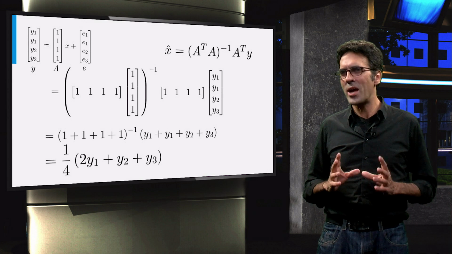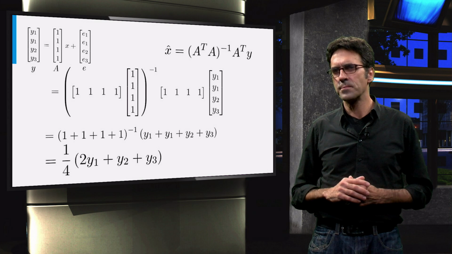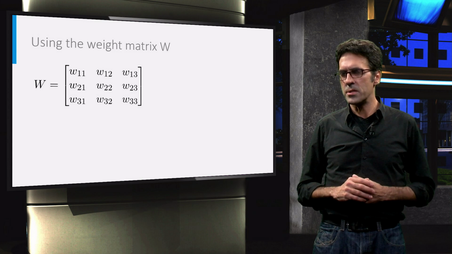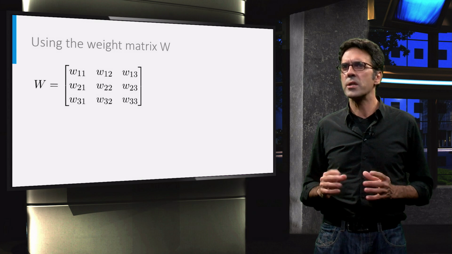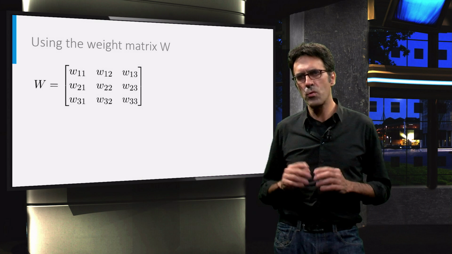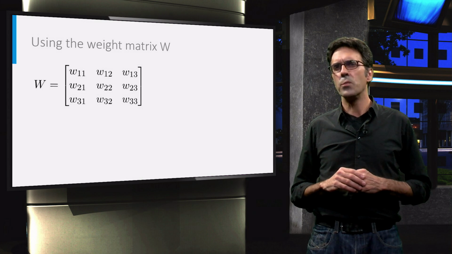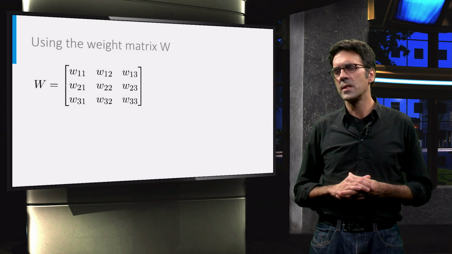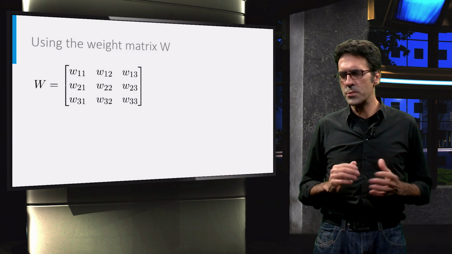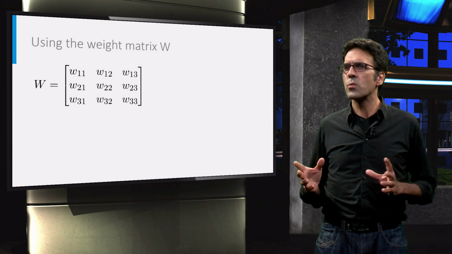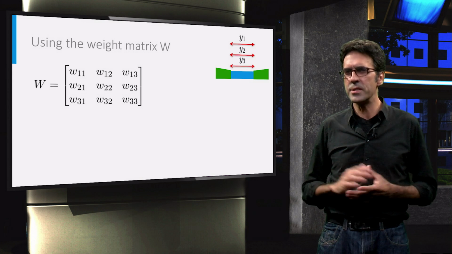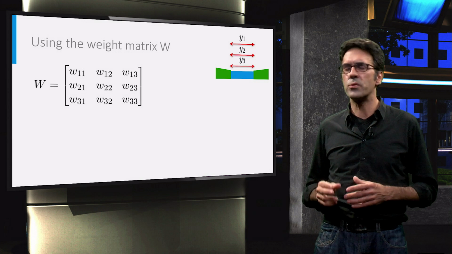Now, let's see if there's a more elegant way to arrive at the same result. We can arrive at the same result by using a weight matrix, W. This weight matrix expresses the relative weights between the observations, and it could even deal with correlations between observations. But we're not going this far at this time. The weight matrix is a square matrix with the same number of rows and columns. This number has to be equal to the amount of observations. In our example, we had 3 observations, so therefore, the size of the weight matrix is 3 by 3.